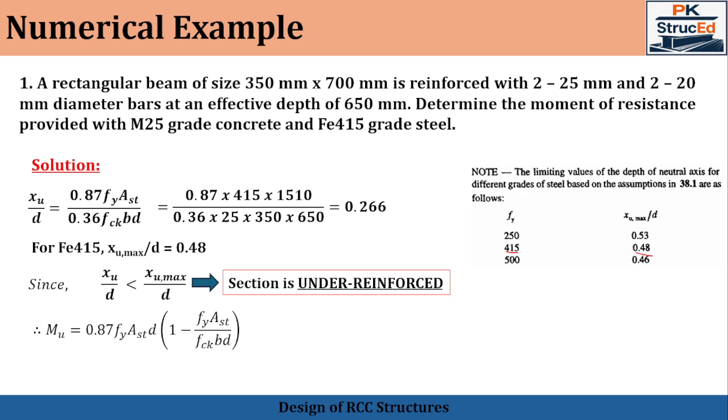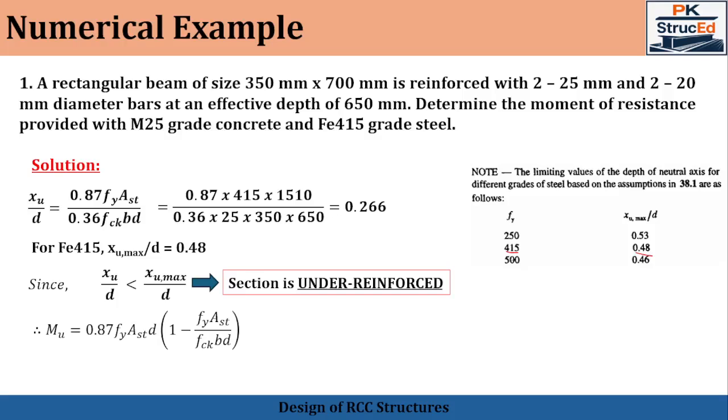So the general expression is given. This is the expanded one which is given in Annexure G 1.1b of IS 456. But the generalized equation is Mu = 0.87 Fy Ast (d − 0.42 Xu), that we derived in the conceptual cases of limit state design.